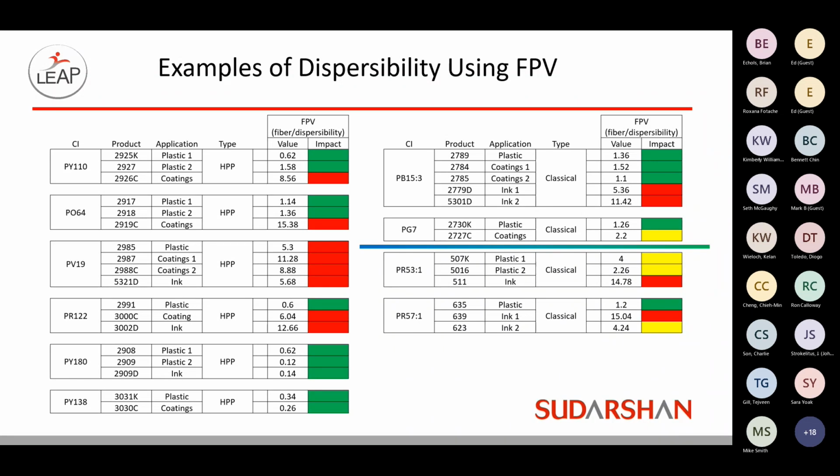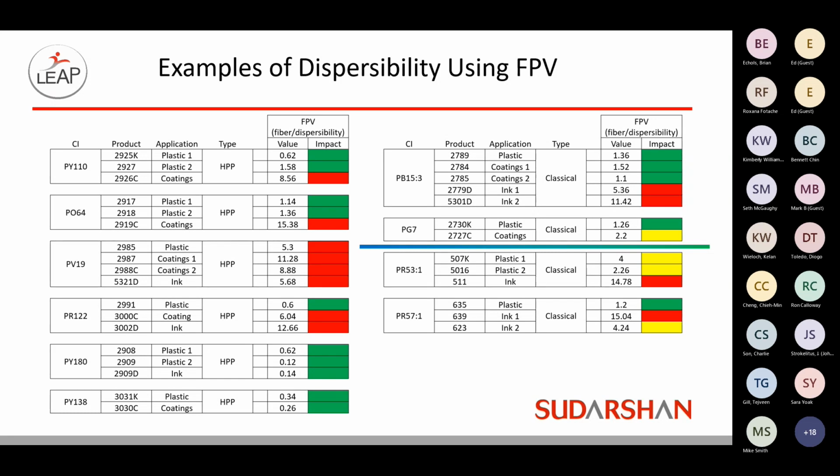And in each case, you can see where we've chosen a selection of different grades within each chemistry. So we tried to choose some from the plastic side, of course, coatings and inks wherever we could, so that we would have a cross section of finishing types to compare in each of the chemistries.